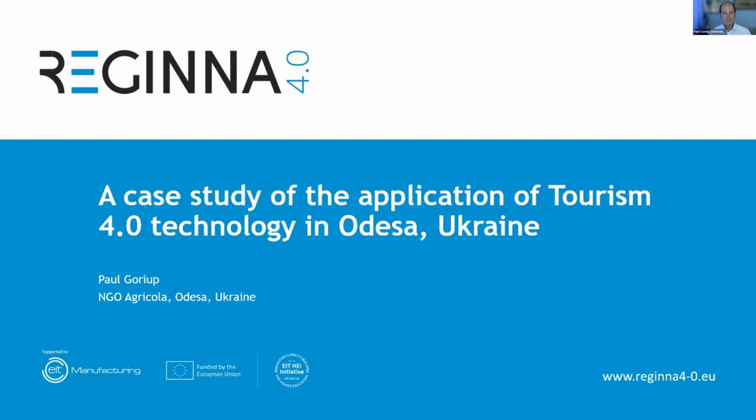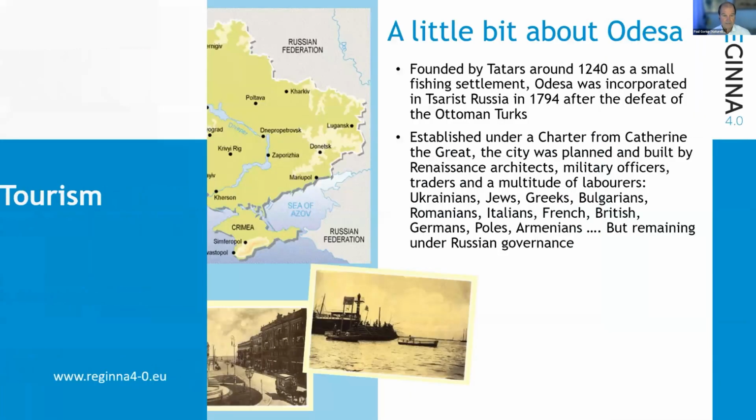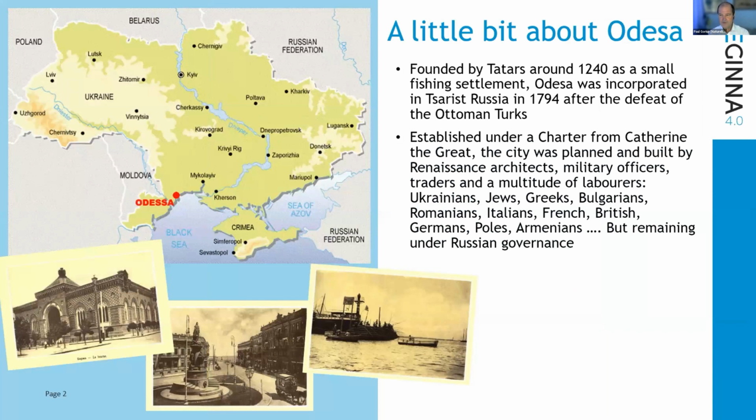And Agricola was a participant in a project run by Arctour on Tourism 4.0. We participated in testing out a tourism impact model and tourism development strategy for Odessa city. And I'm going to tell you a little bit about that work today. I hope a lot of you have already been to Odessa, especially the Ukrainian participants. You may know it quite well.